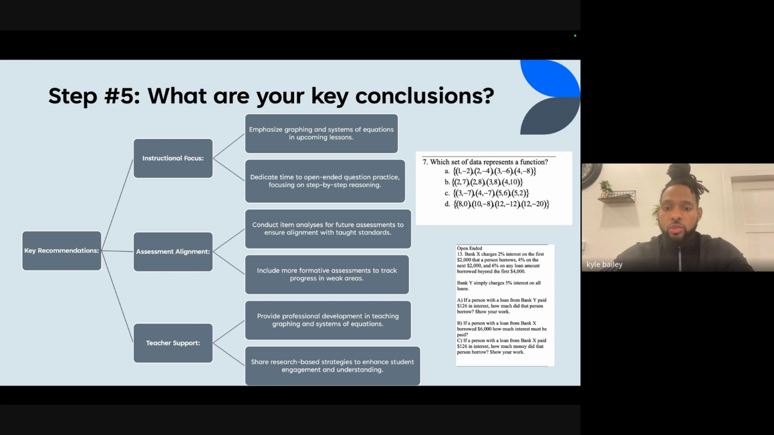Also, sharing research-based strategies to enhance student engagement. So just things that have already been researched, we can go ahead and share those with the students so that we can get their engagement up, we can get their understanding up, and make sure we have those key teacher supports in the classroom.